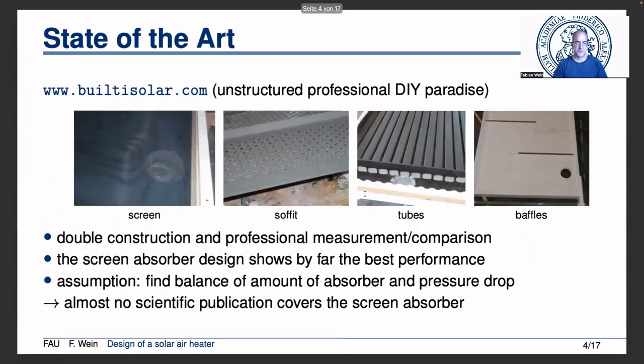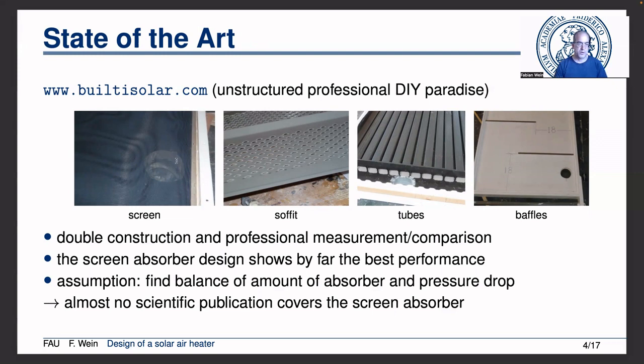For the state of the art, a little bit uncommon, the best source I really found is Build It Solar. It's a web page with a lot of professional do-it-yourself content, completely unstructured unfortunately, but with really cool content. For example, two guys there built several kinds of typical solar air heater designs and measured them twice with professional devices.